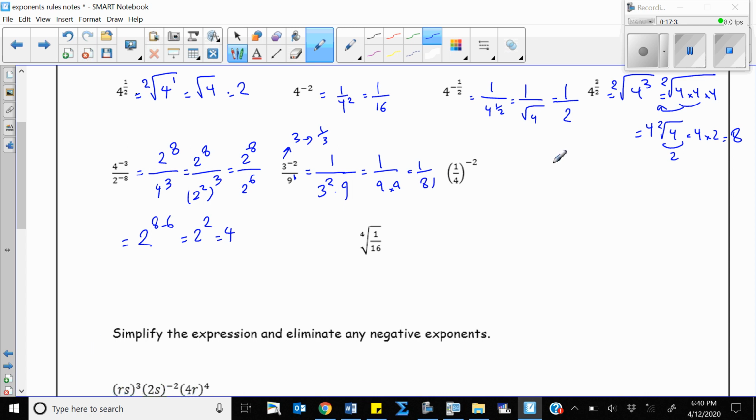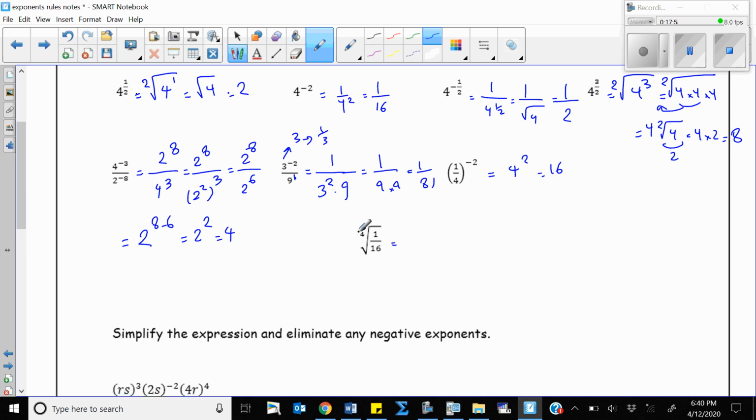So it's 1 over 81. Now this one, we have 1 over 4 to the power of negative 2. We want to get rid of this negative 2. Just flip the base. The flip of 1 over 4 will be 4, and the power will change to a positive number. So it's 4 to the power of 2, equal to 16.